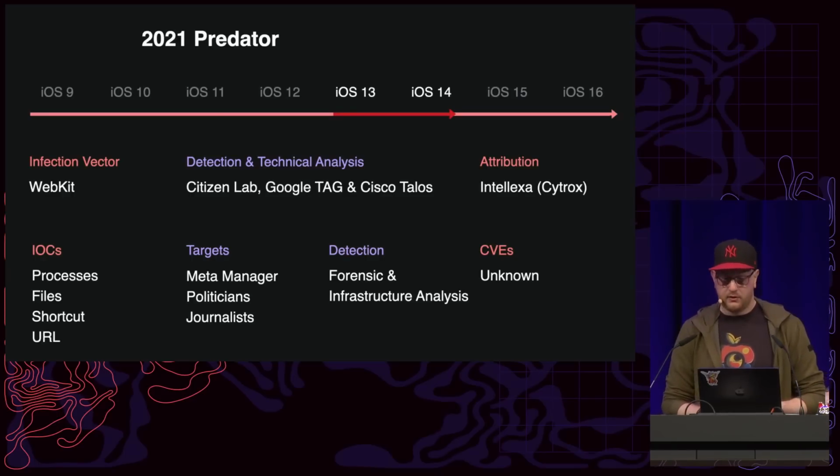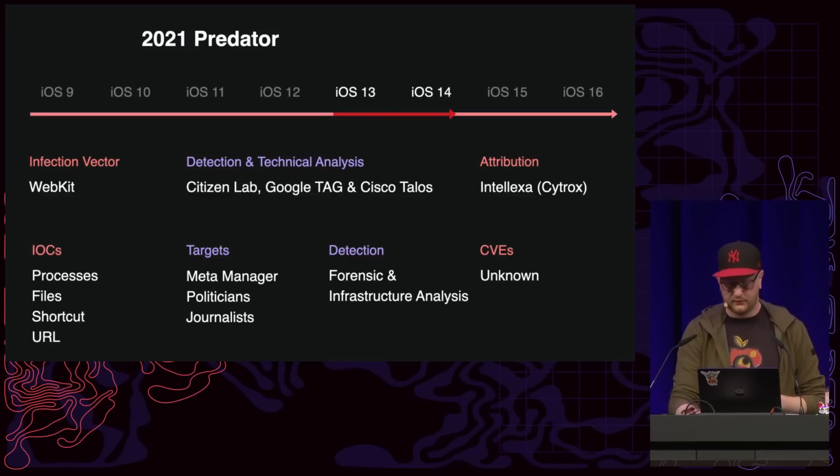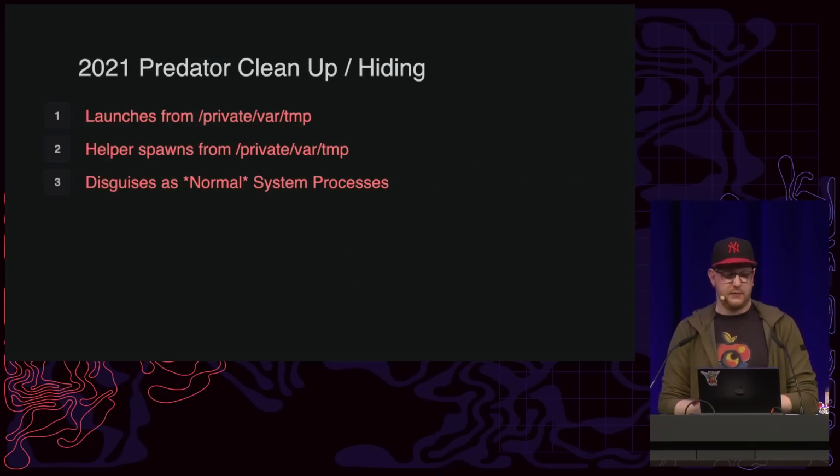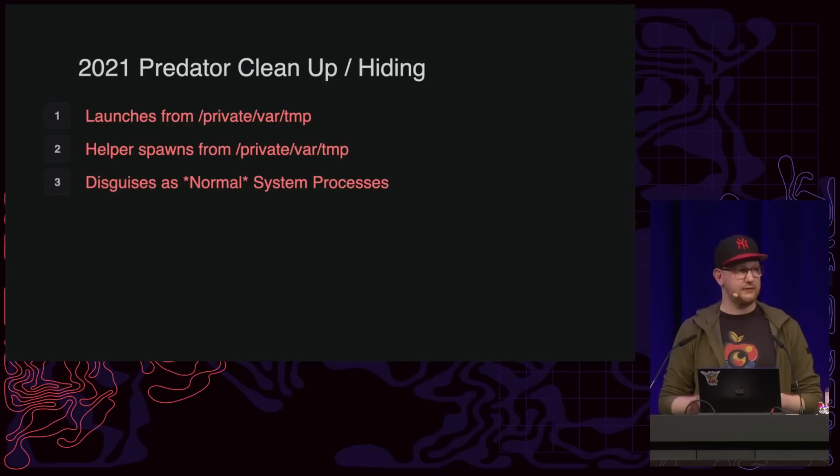At the time, it was, I think, the first public case where a business person, like a manager from Meta, was attacked, and it's not only a single civil society case. Even in 2021, Predator did a lot of cleanup or hiding. They were launching from private var temp, helper spawns from there as well, and they were already disguising as normal system processes. Once again, WebKit or user event agents are very normal things.